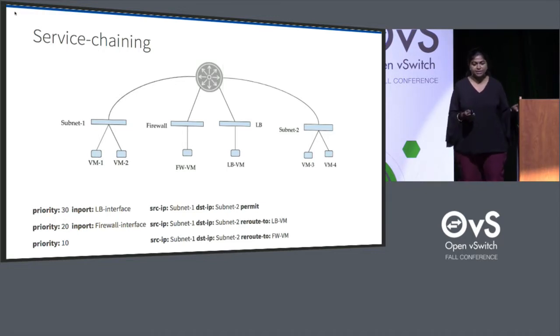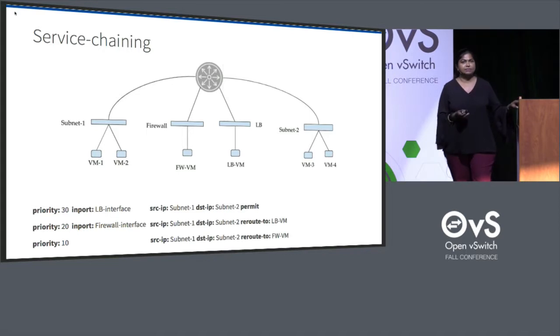The lowest priority policy is priority 10, with the match string of source IP subnet 1, destination IP of subnet 2, reroute to firewall VM. That's the lowest priority policy. To override the policy, we have a policy to say that the packets coming in from the firewall interface and matching this criteria have to get forwarded to the load balancer VM. And on top of that, we have another policy which says if the incoming interface is load balancer VM, the packet has to go to subnet 2. So this is how we achieve service chaining.